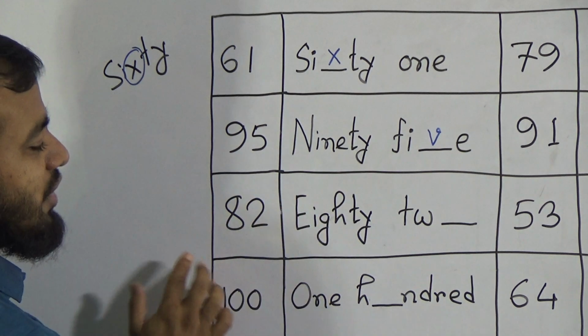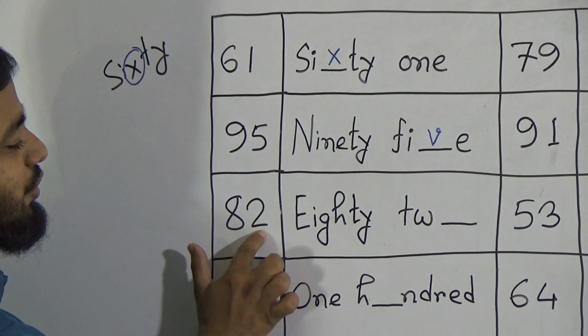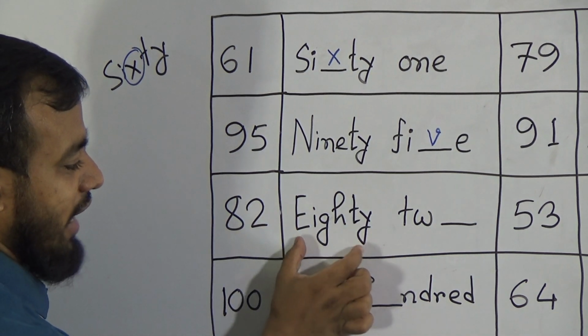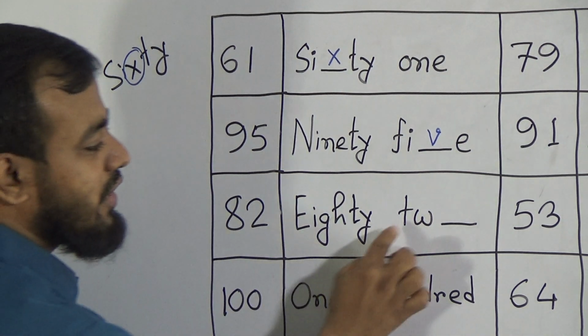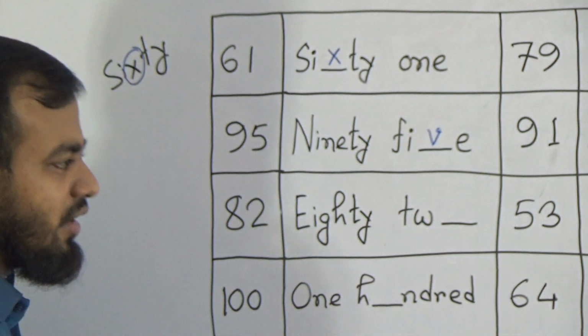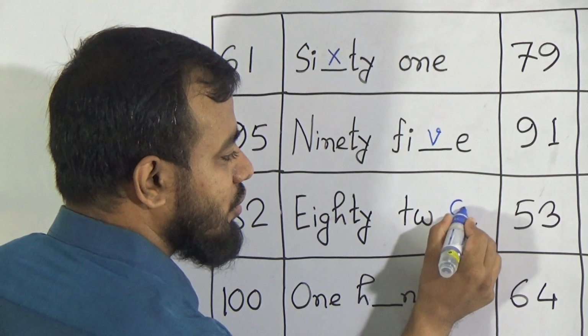This is so easy, right? The next one is 8 and 2. It is the number 82, and the spelling is given E-I-G-H-T-Y, 80, and 2. The spelling of 2 is T-W-O, 2. So this blank will be filled up with the letter what? With the letter O. It's T-W-O, 2. So you should write down O here.